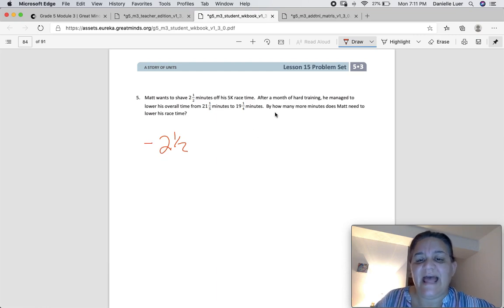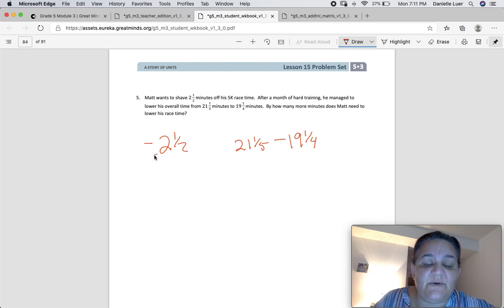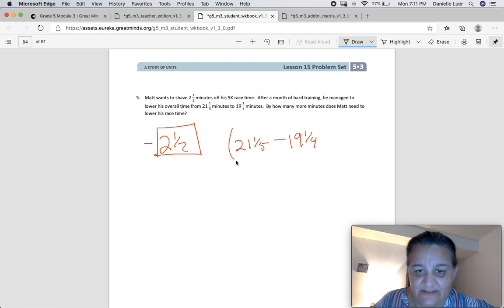Shave it off means subtract. After a month of hard training, he managed to lower his time from 21 1/5 down to 19 1/4. By how many more minutes does Matt need to lower his race time? Well, first of all, let's figure out, because this is what we want it to equal, okay? And he's done this already, so let's actually figure out this problem. 21 minus 19 is 2. Wait a minute. Hang on. Let's find our common denominator here.